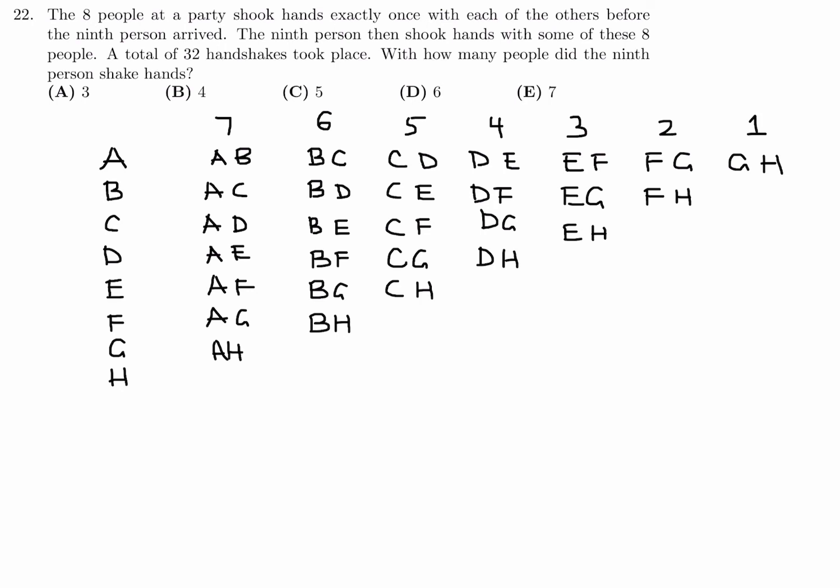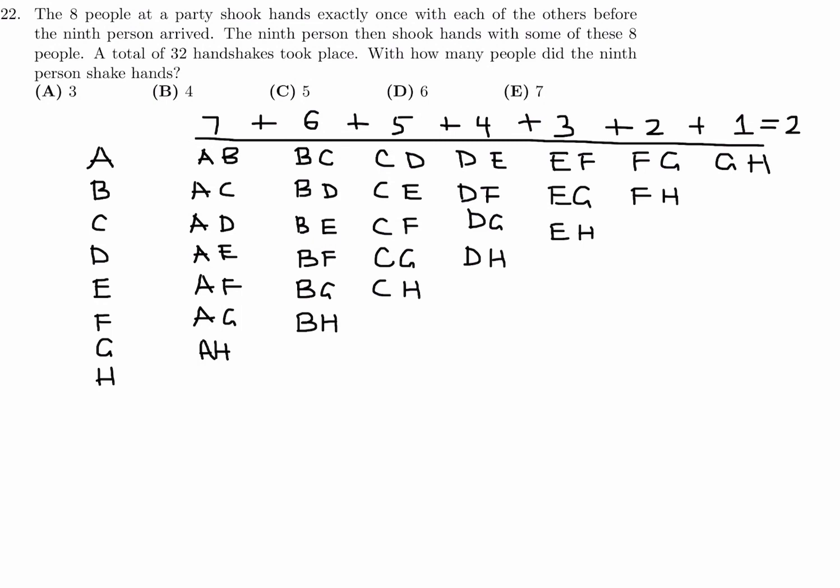So, based on the question, 8 people at a party shook hands exactly once with each of the others. This is this whole scenario. And if you add all these up, you get a total of 28. All right? So a 9th person comes along, and he or she shakes hands with some of them.